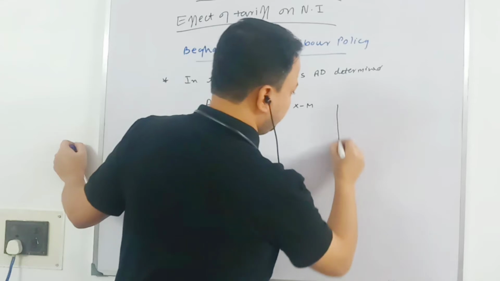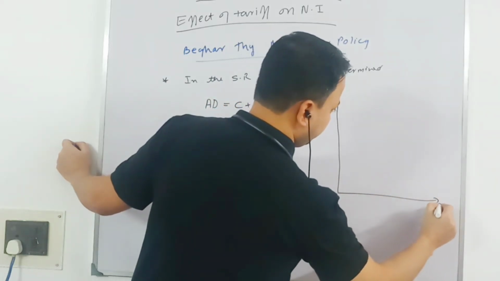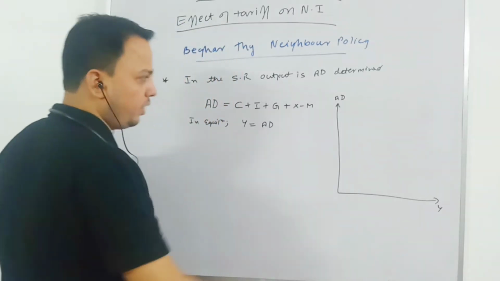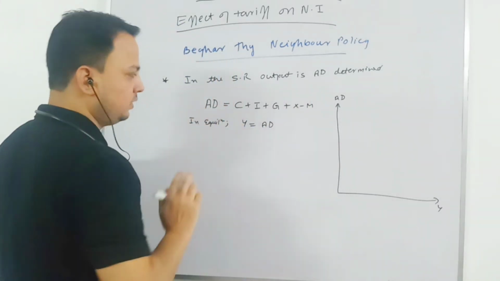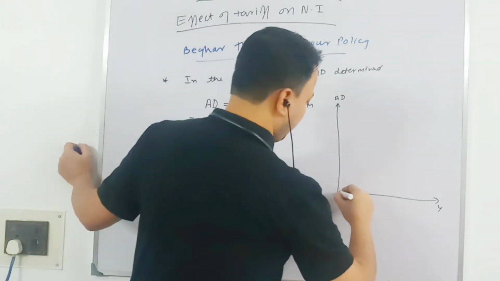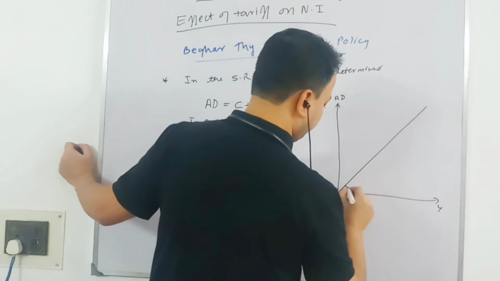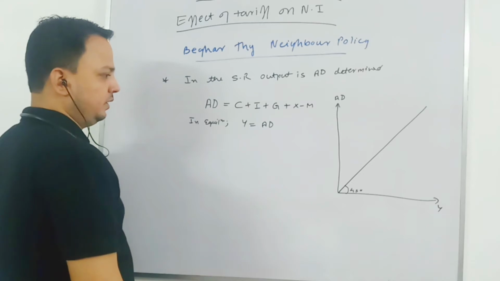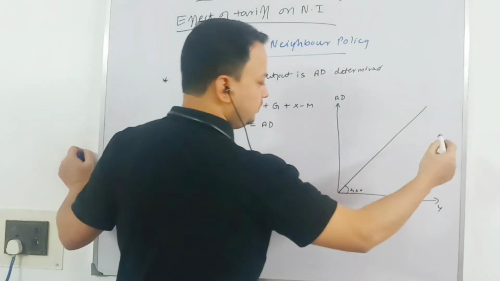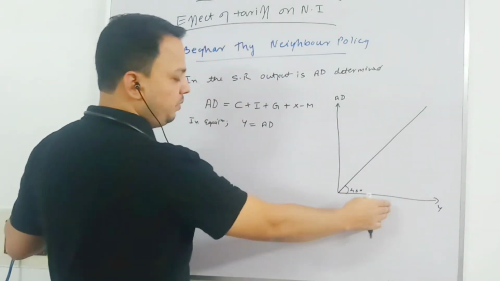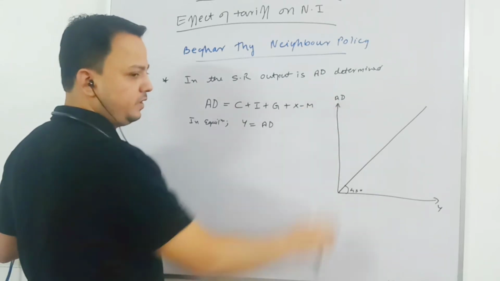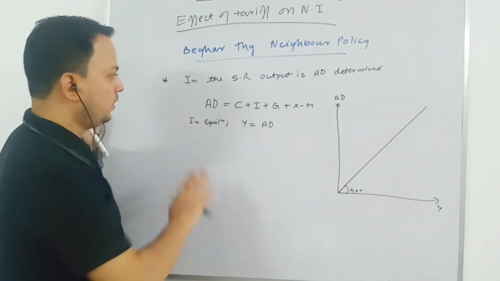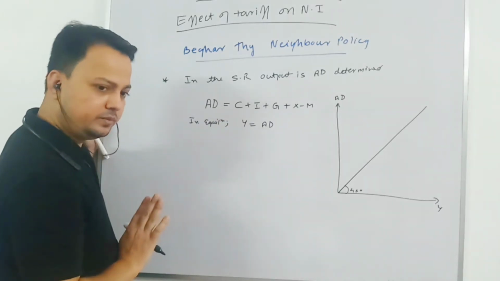And if you remember, we draw a graph like this. Here we take income, here we take aggregate demand or aggregate expenditure, whatever you want to write. This is a 45-degree line we draw. Then we draw the aggregate demand curve in order to determine equilibrium income. The output is demand determined. Okay, so let's keep the framework very simple.